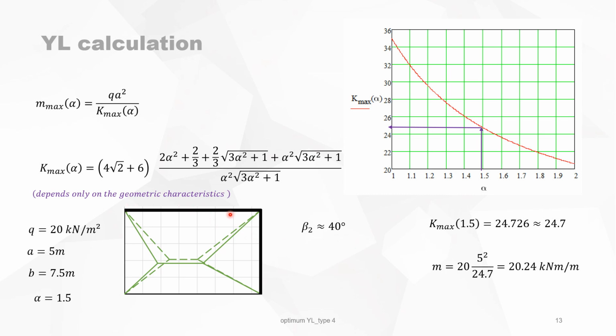Beta 2 in this corner is 40 degrees. For the dotted line, it's 40 degrees. For the 30, 45, 60 rule, it's 45 degrees. And beta 1 is 50 degrees instead of 60. Beta 3 here is 31 degrees instead of 30. You see it's always the same.